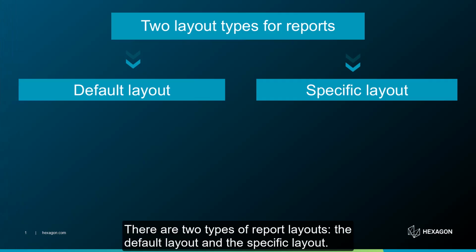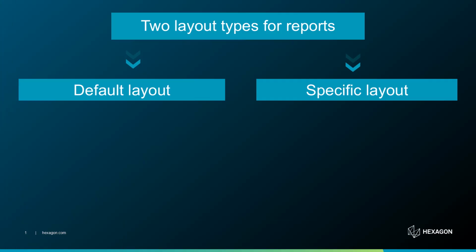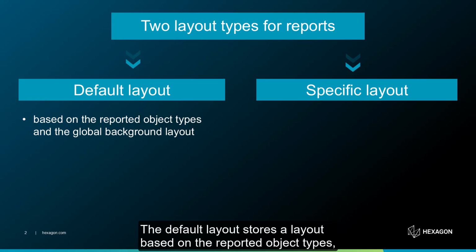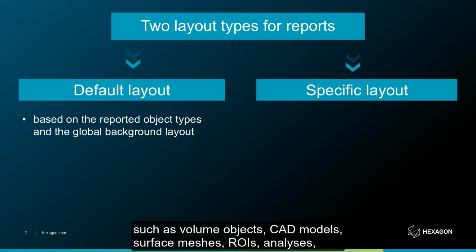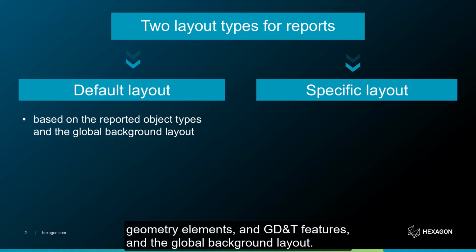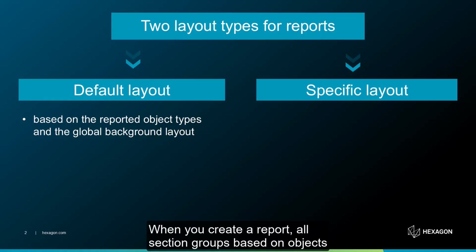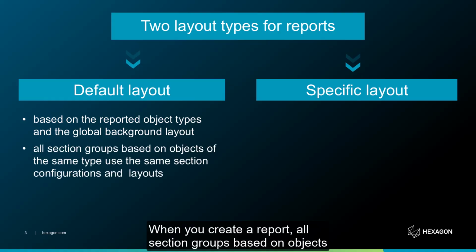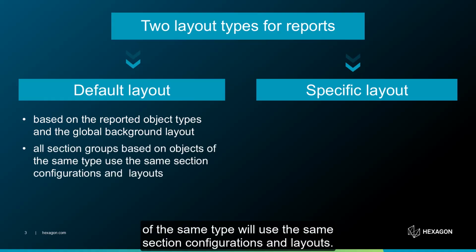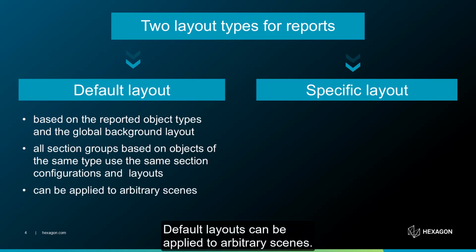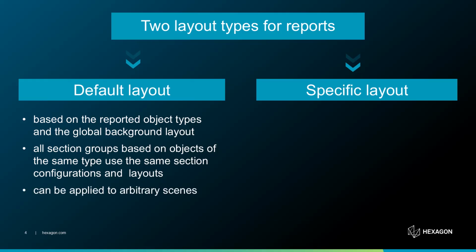There are two types of report layouts: the default layout and the specific layout. The default layout stores a layout based on the reported object types, such as volume objects, CAD models, surface meshes, ROIs, analyses, geometry elements, and GD&T features, and the global background layout. When you create a report, all section groups based on objects of the same type will use the same section configurations and layouts. Default layouts can be applied to arbitrary scenes.